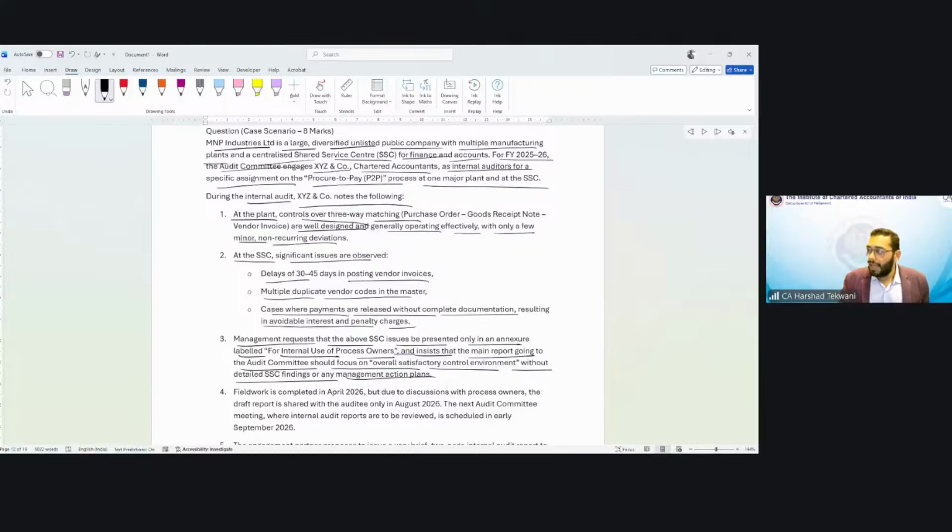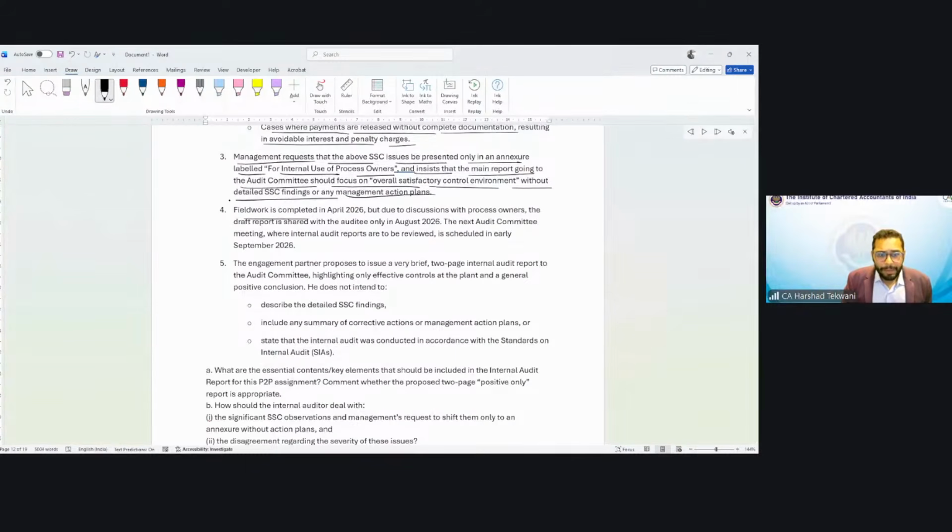Fieldwork is completed in April 26, but due to discussion with the process owners, the draft report is shared with the auditee in August 26. The next audit committee meeting where internal audit reports are to be reviewed is scheduled for early September 26. The engagement partner proposes to issue a very brief 2-page internal audit report to the audit committee, highlighting only effective controls at the plant and a general positive conclusion. He does not intend to describe the detailed findings, include any summary of corrective actions, and state that the internal audit was conducted in accordance with the standards of internal auditing.